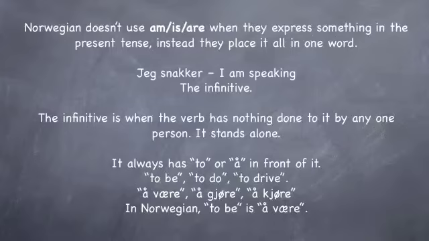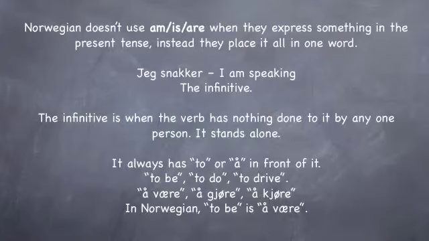Norwegian, however, doesn't use am, is, or are when they express something in the present tense, just like I am, you are, he, she, it is. Norwegian doesn't have that at all. In fact, they place it all in one word. Jeg snakker. I am speaking. Snakker is the am speaking bit, so you don't need to say jeg er snakker, because that doesn't make any sense.